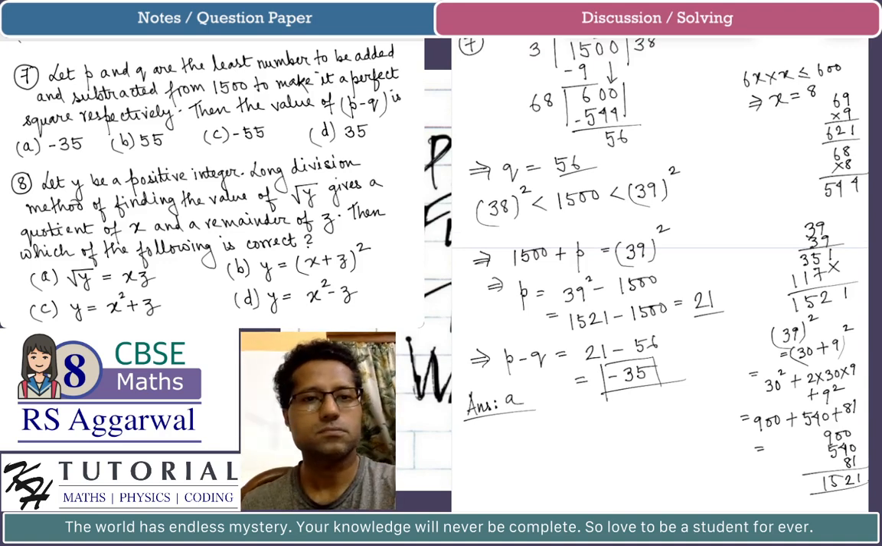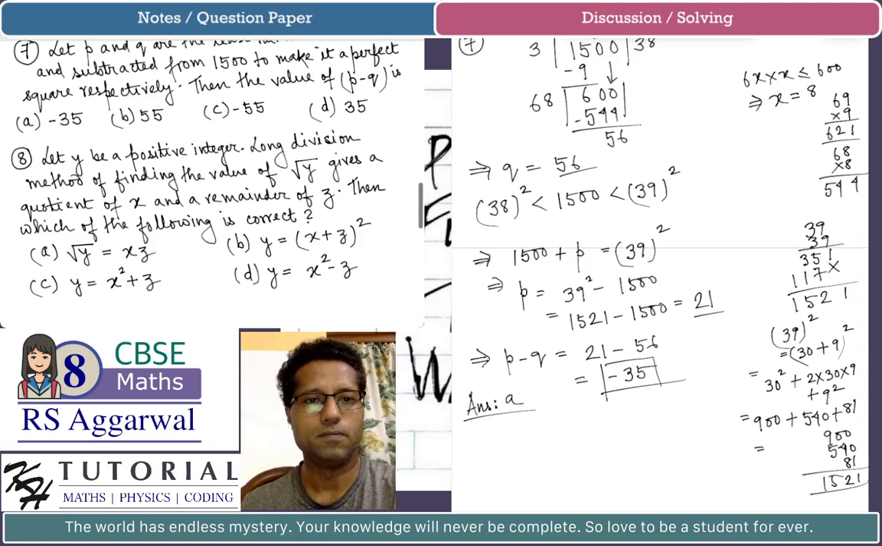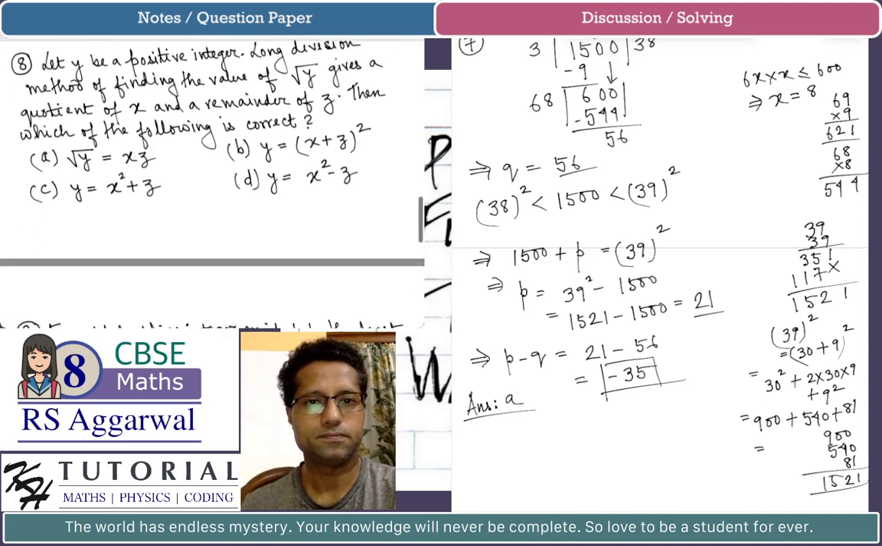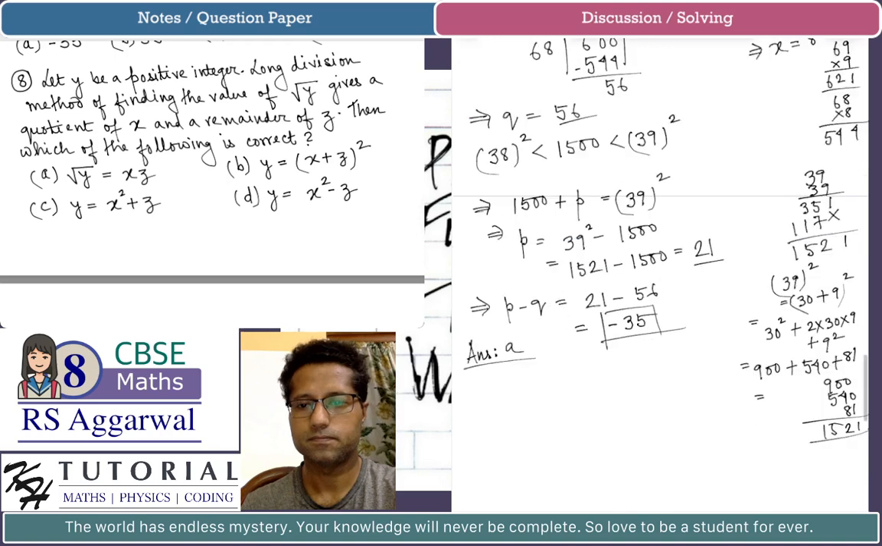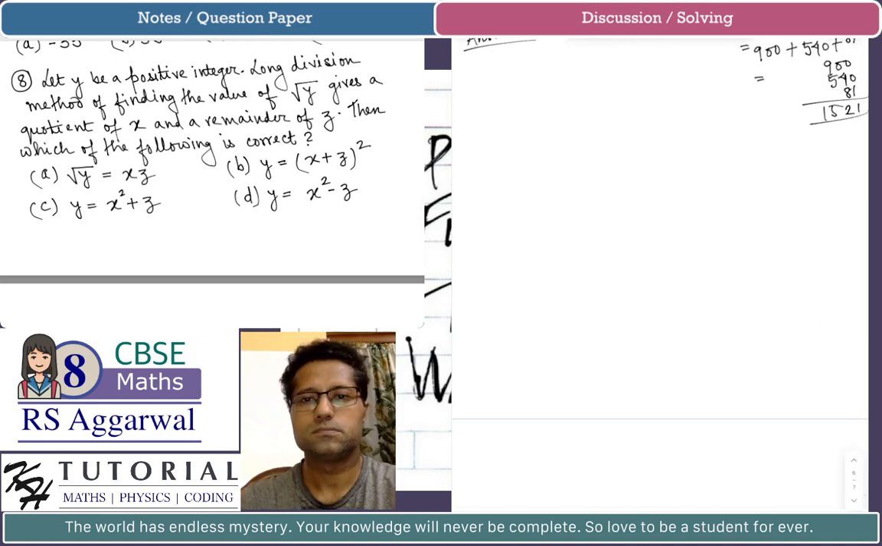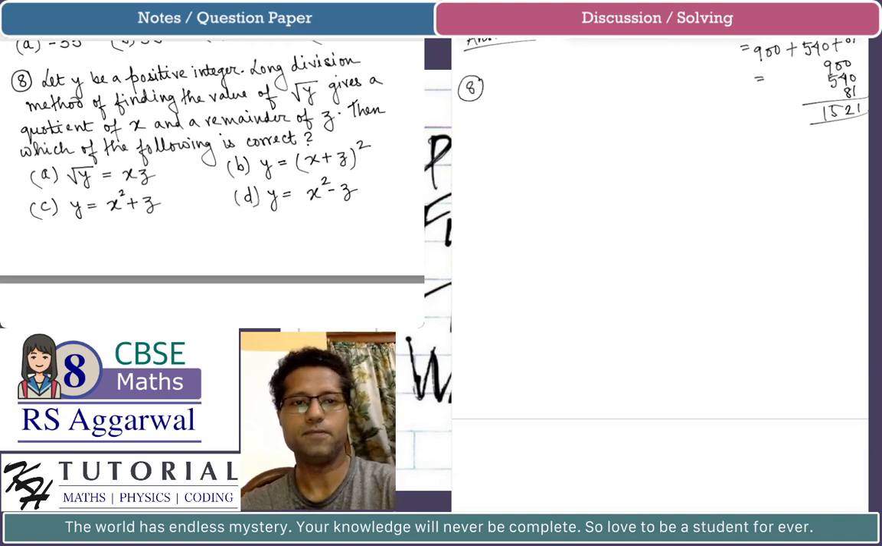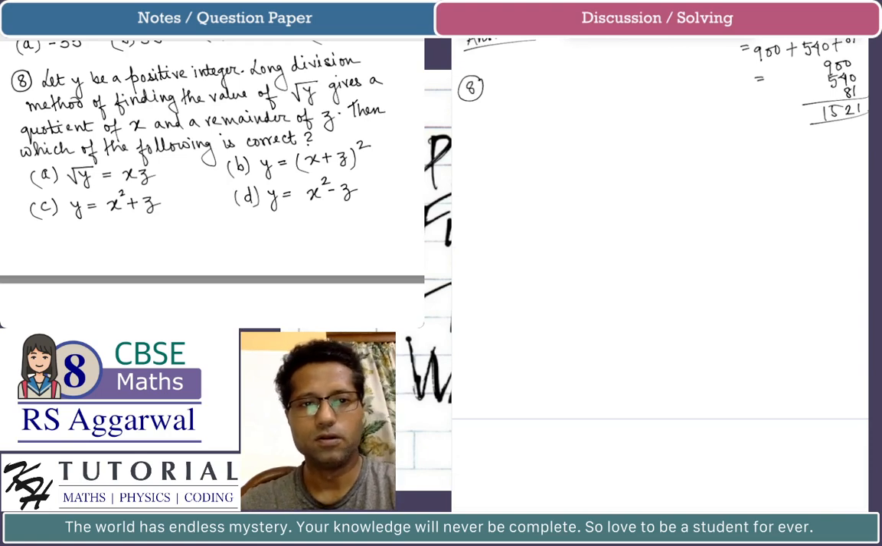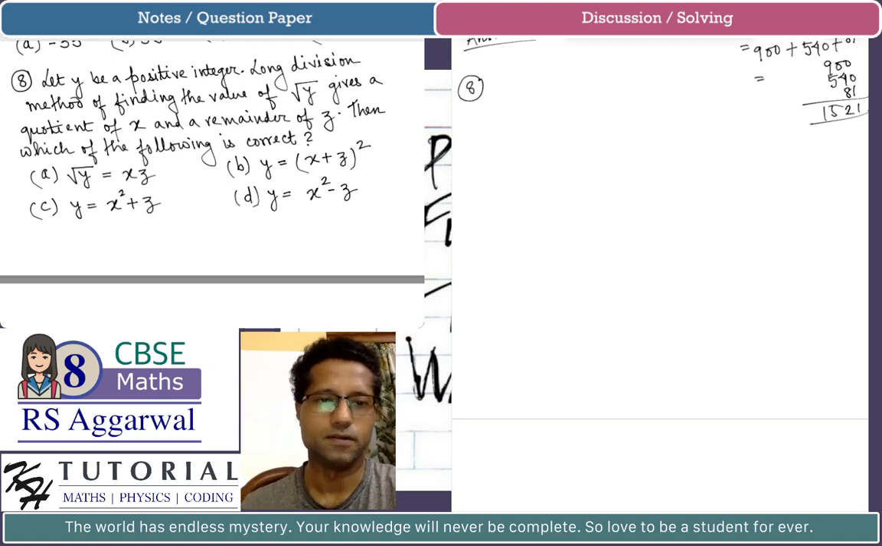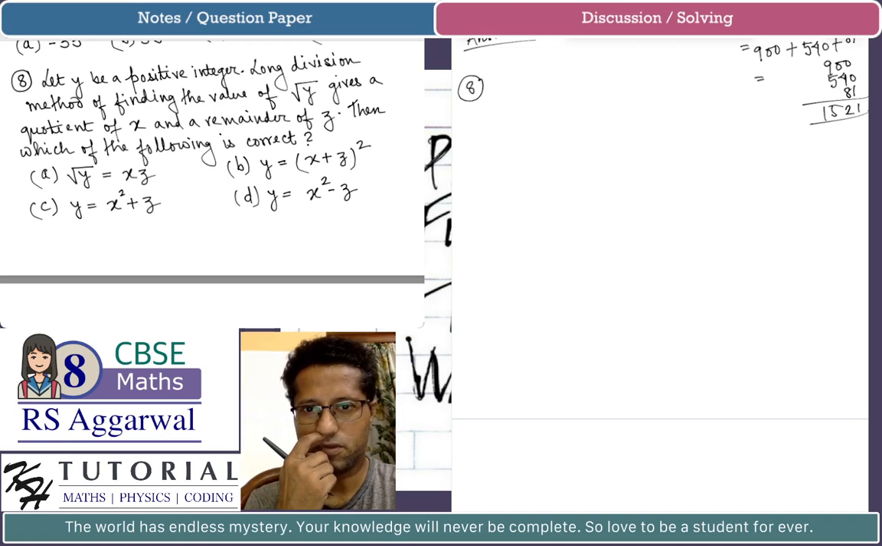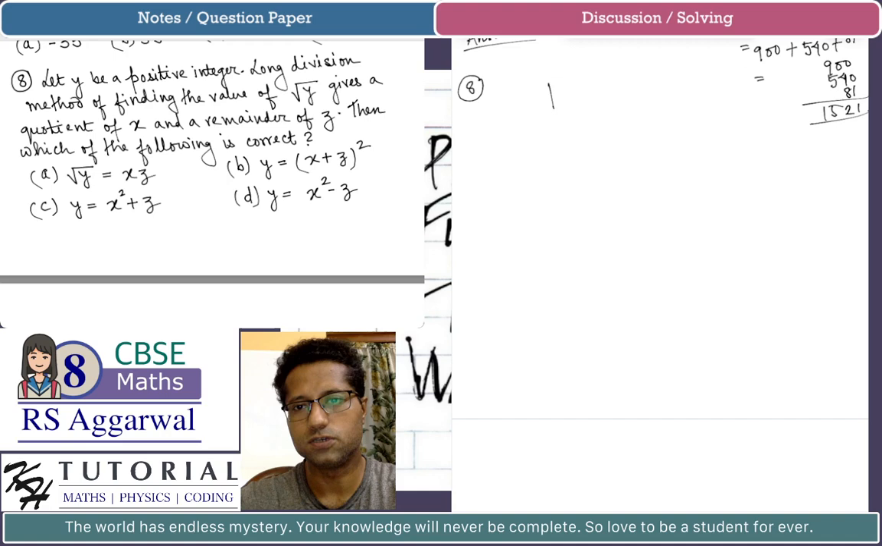Okay, let's do problem number 8. It says let y be a positive integer. Long division method of finding the value of square root of y gives a quotient of x and a remainder of z. Then which of the following is correct? y is a positive integer, so we are doing some long division method.